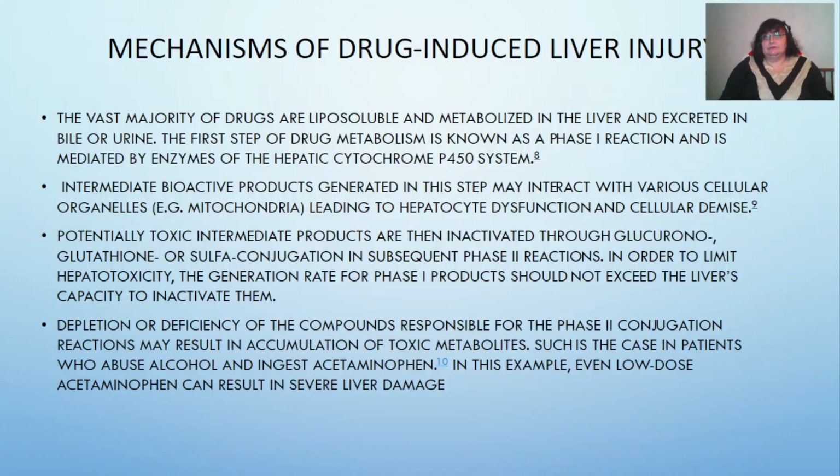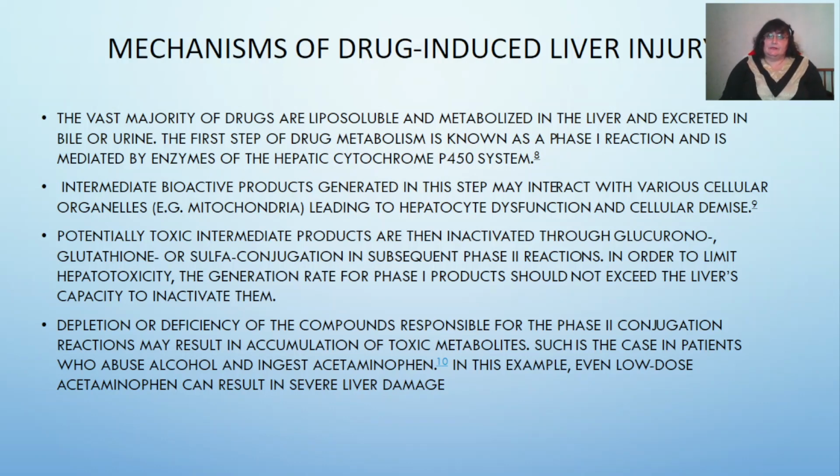Mechanism of drug-induced liver injury. The vast majority of drugs are liposoluble and metabolized in the liver and excreted in bile or urine. The first step of drug metabolism is known as the phase 1 reaction and is mediated by enzymes of the hepatic cytochrome P450 system. Intermediate bioactive products generated in this step may interact with various cellular organelles, including mitochondria, leading to hepatocyte dysfunction and cellular demise.